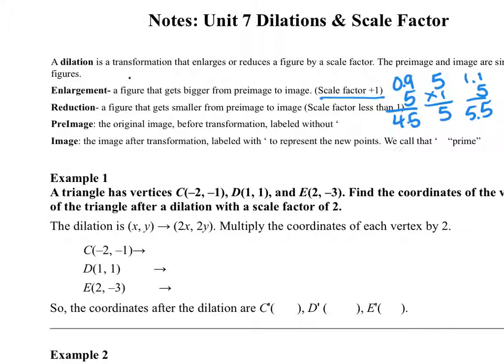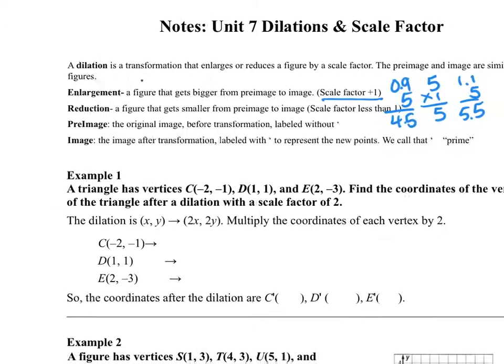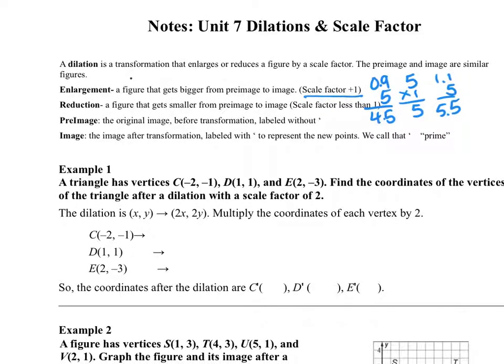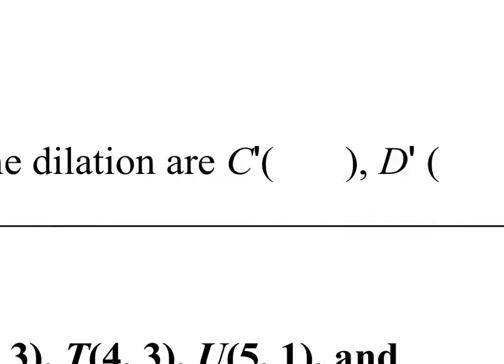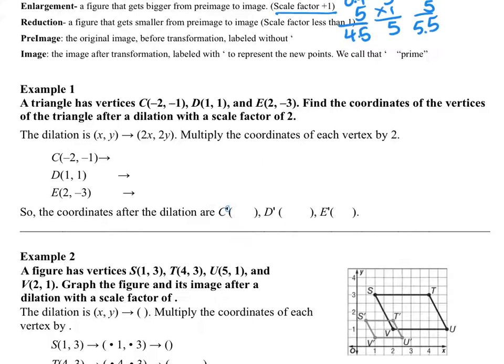These are all transformations, okay? A couple of different things go into that grouping, but this is what we're going to talk about mainly today. The image after a transformation is labeled with a prime to represent the new points. Usually it's like a little, see this little 1 right here? That's kind of a prime symbol, okay? So when you transform a figure, or you dilate it or reduce it, you're going to put that little symbol by it, okay? So look at the first one.